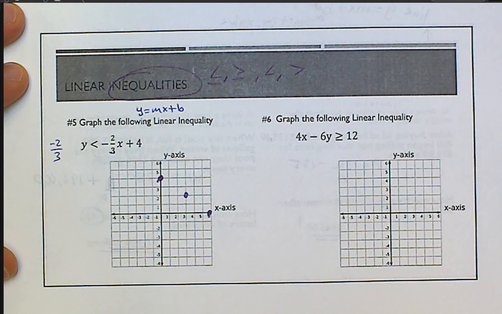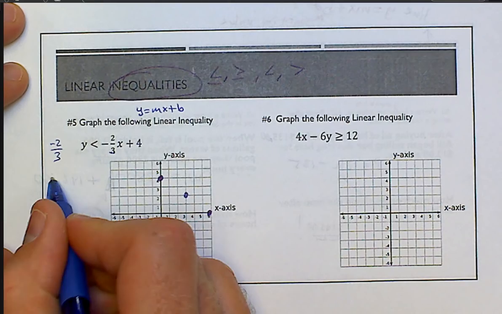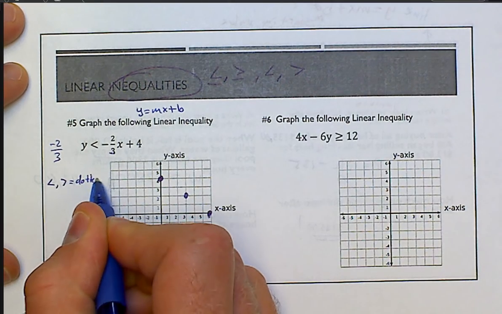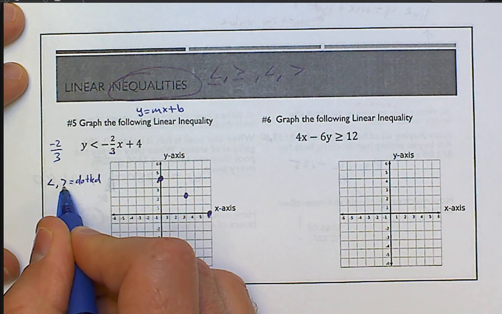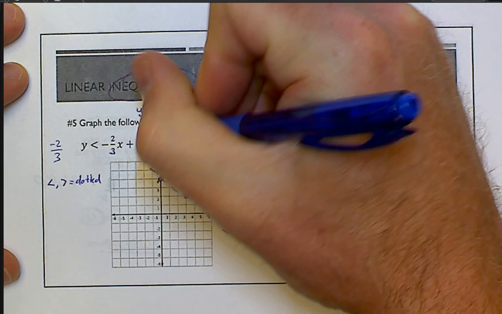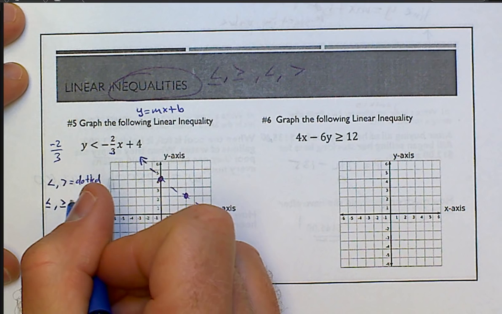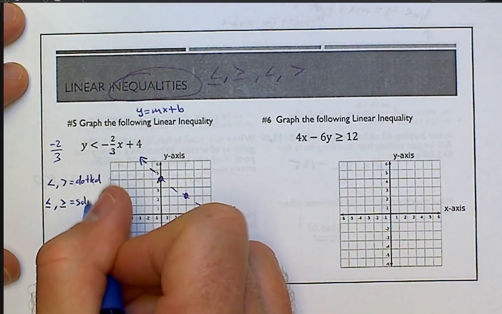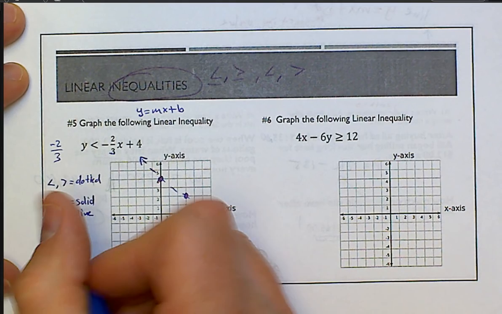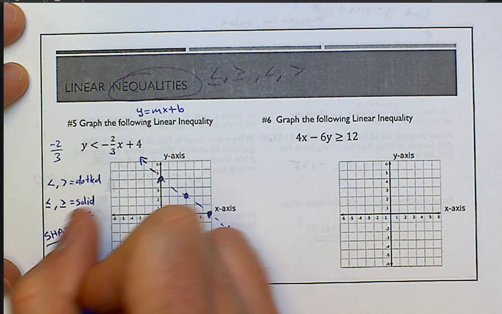Don't draw a solid line through that. Notice it's an inequality. You may or may not remember that when you have a less than or greater than symbol, that represents a dotted line or a dashed line. If you have less than or equal to, greater than or equal to, that represents a solid line. Okay? The other thing that you cannot forget to do, and a lot of kids forget, is we have to do some shading.